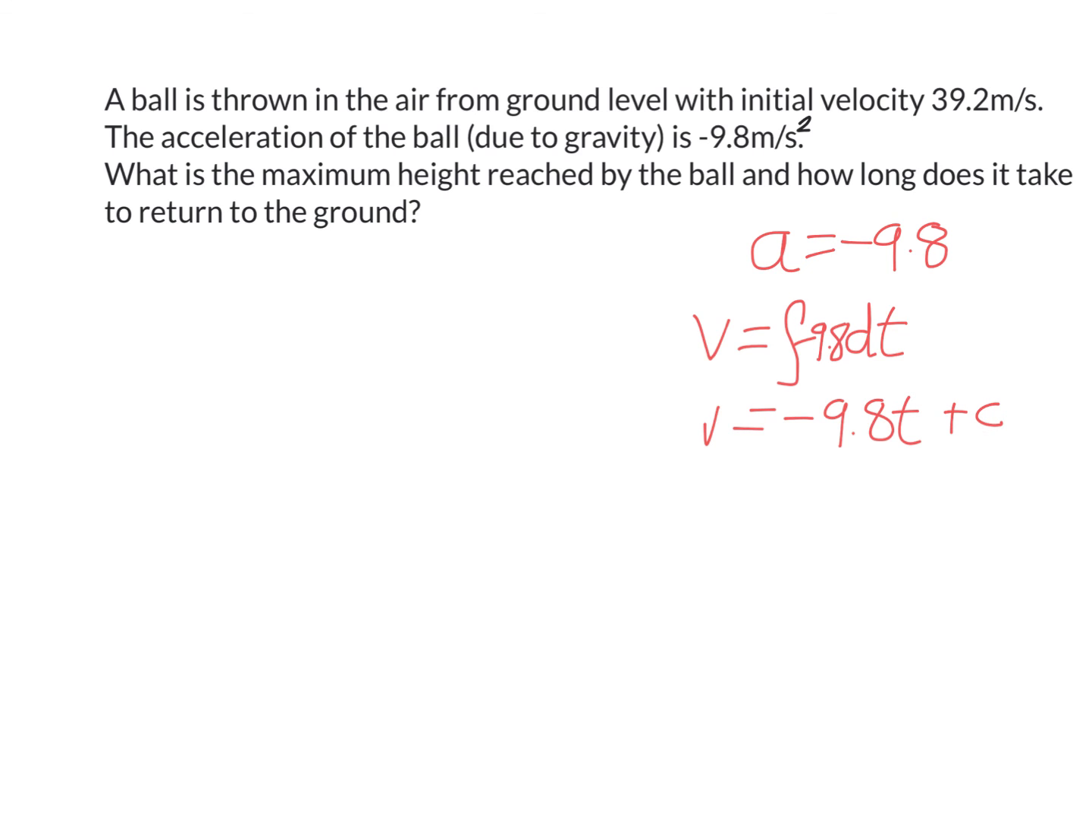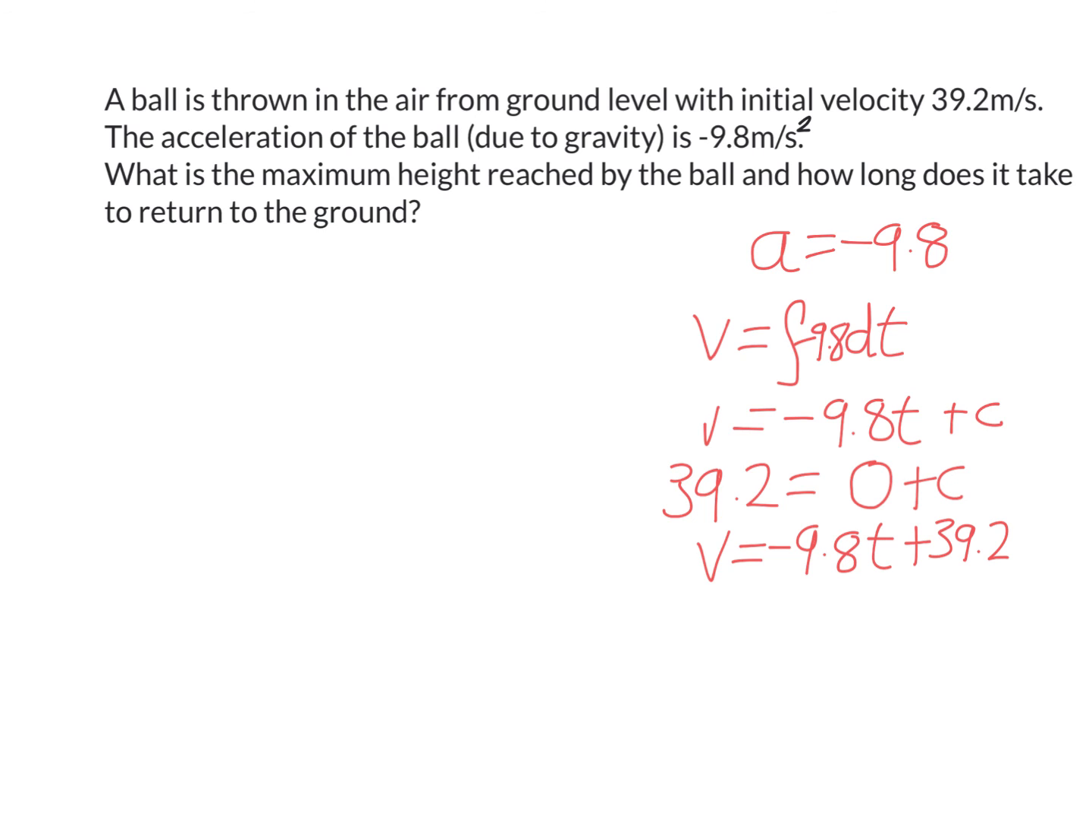So sometimes you'll be given an extra bit of information allowing you to find what c is. In this case, we're told initial velocity 39.2. That means if I substitute t equals 0, v is equal to 39.2. So I get 39.2 equals negative 9.8 times 0 plus c. So c is 39.2. Always c will be whatever the initial velocity is. So this here is my velocity equation.